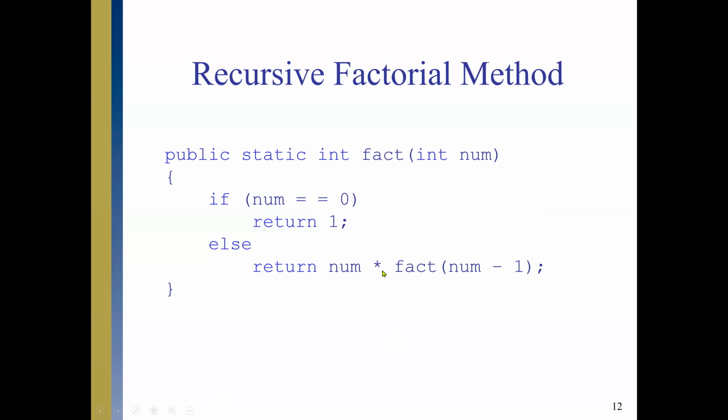So again, this is finding the factorial of a number. We have our base case, which is if num equals 0, return 1. Then we have our general case: the function has to call itself until num reaches the base case condition. When num becomes 0, we return the solution.